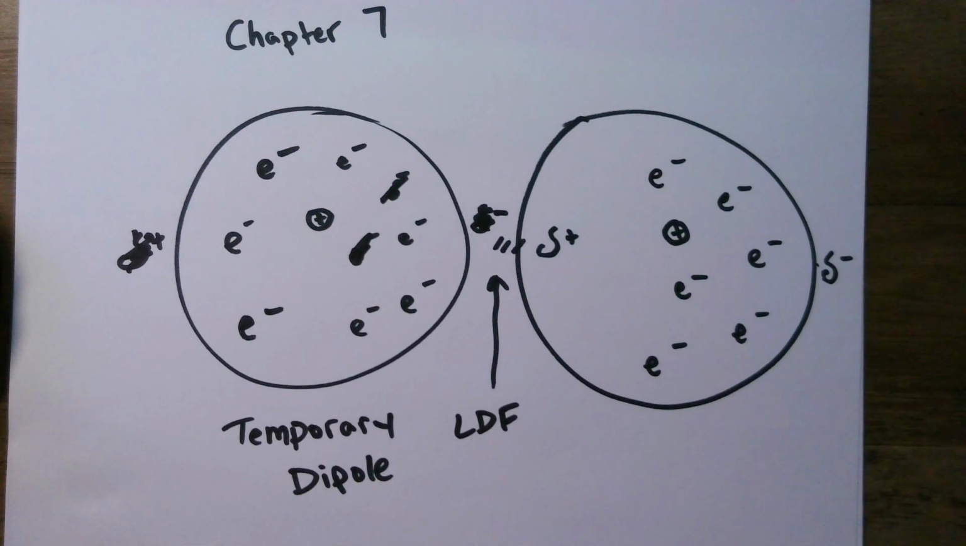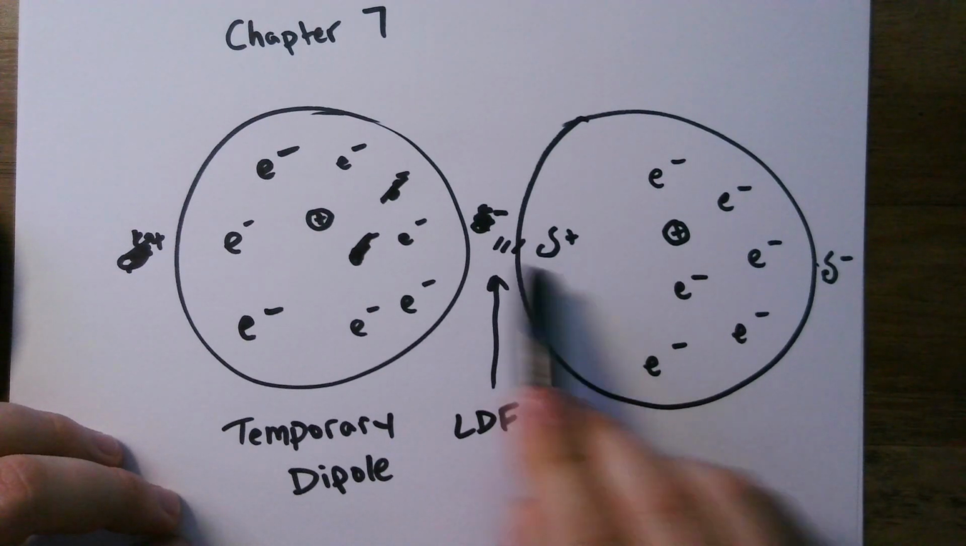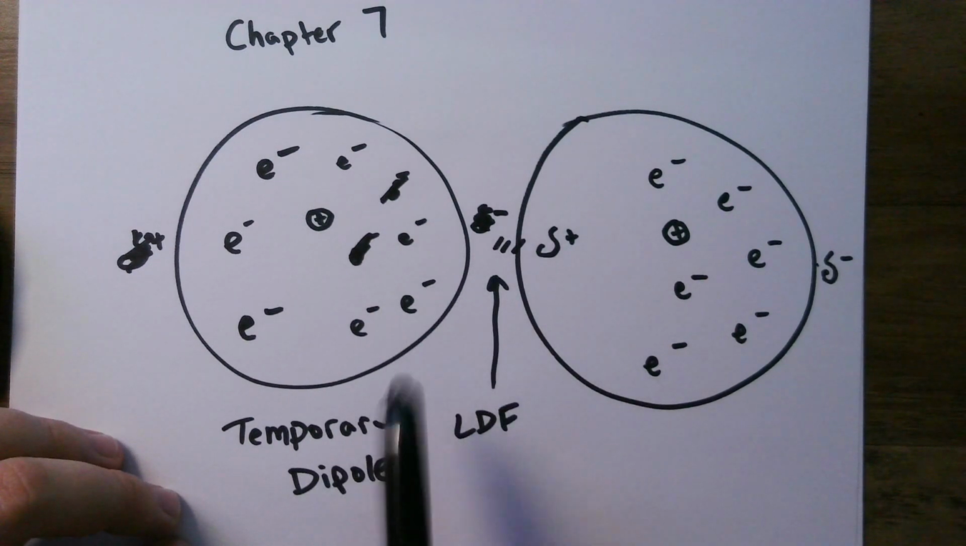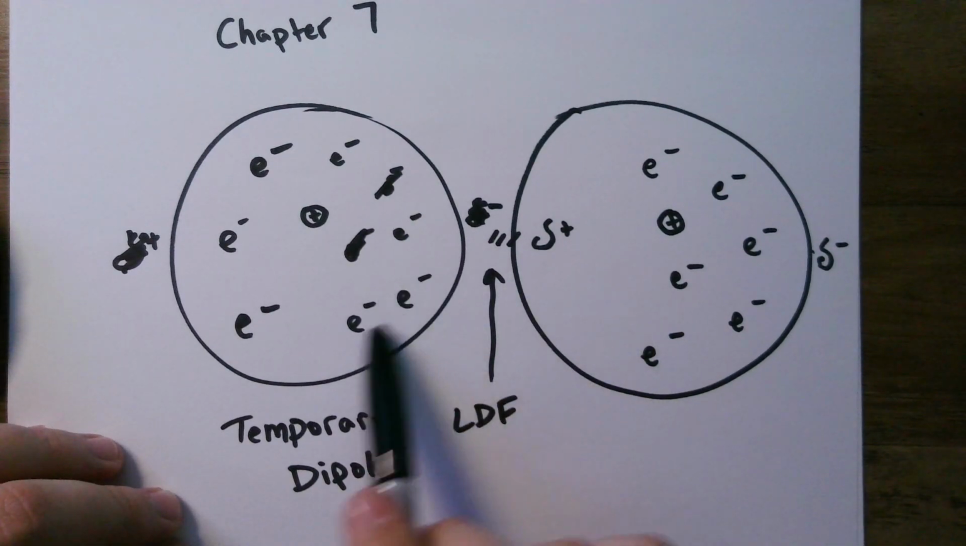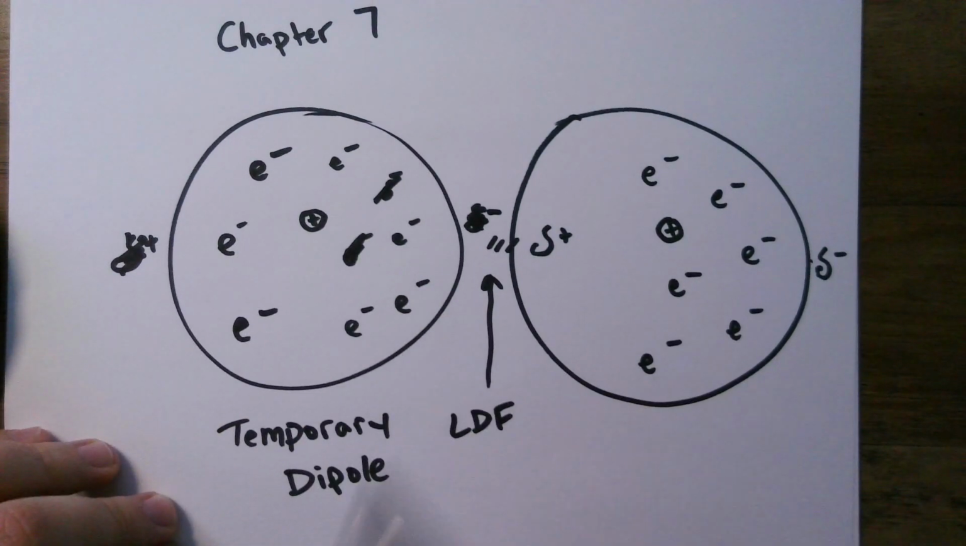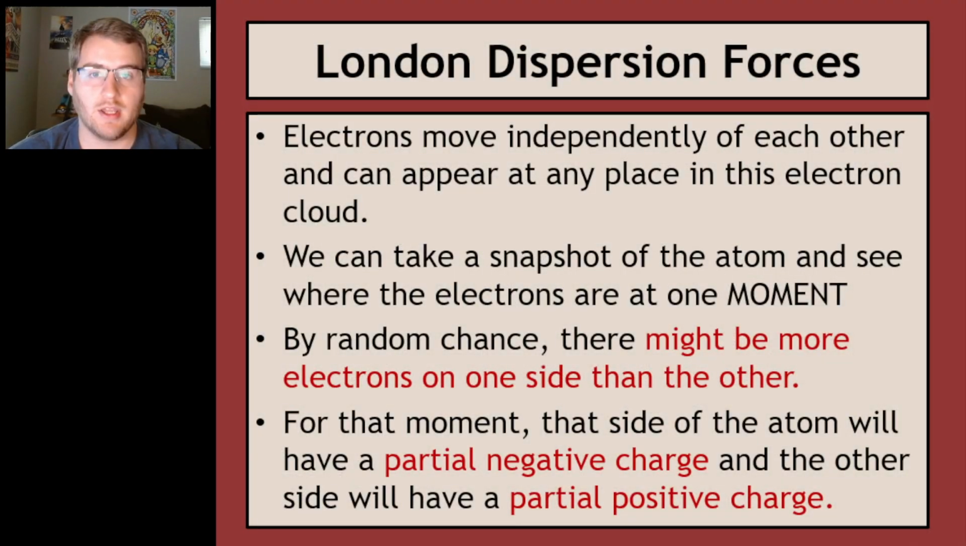Okay, so kind of the main idea here. Every force we're going to look at today is a force between a positive and negative charge. But a London dispersion force is just a temporary positive or negative charge caused by the random position of electrons in the electron clouds. So that's kind of a lot.